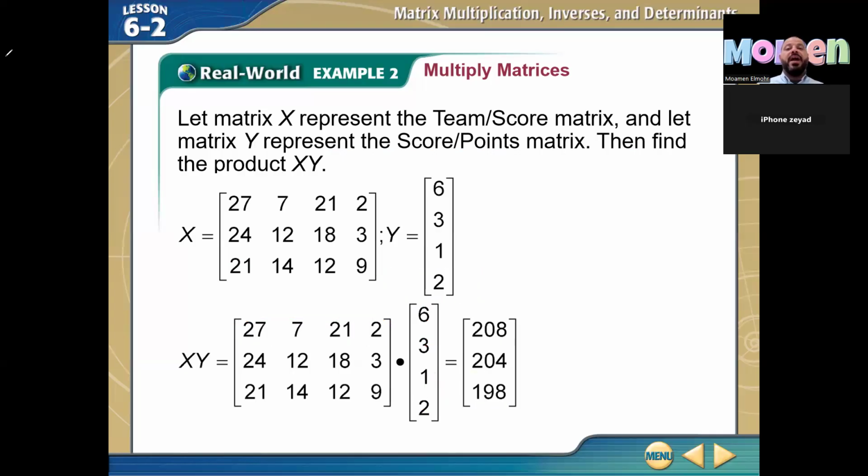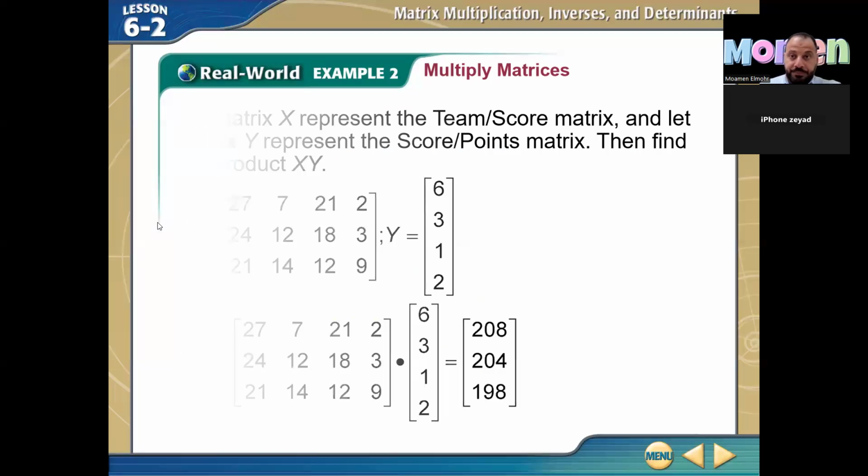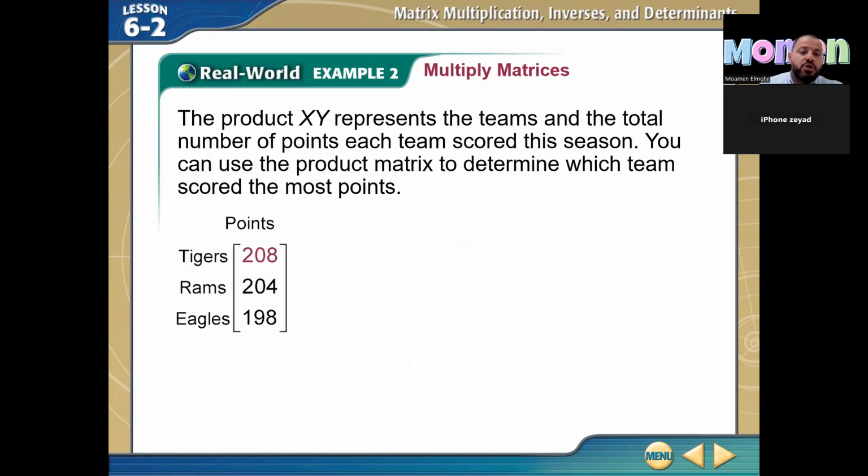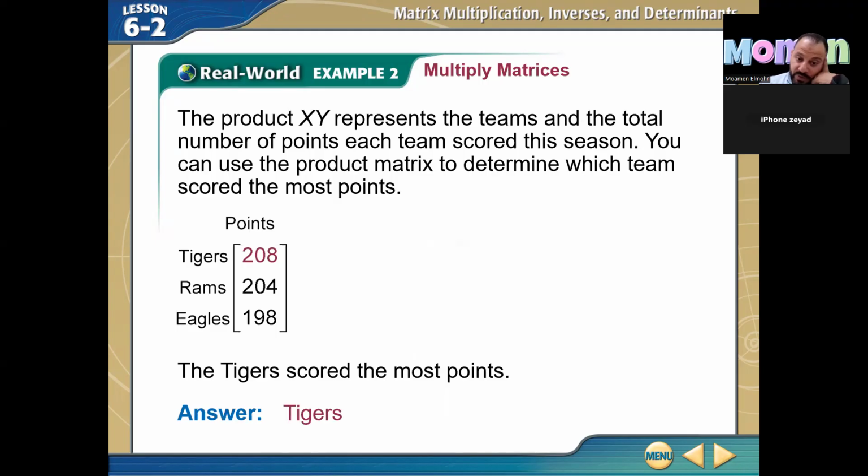This is the answer as you see. For the Tigers we have 208, for the Rams we have 204, and for the Eagles we have 198, as we multiply the two matrices. So the Tigers are the team that scored the most points.